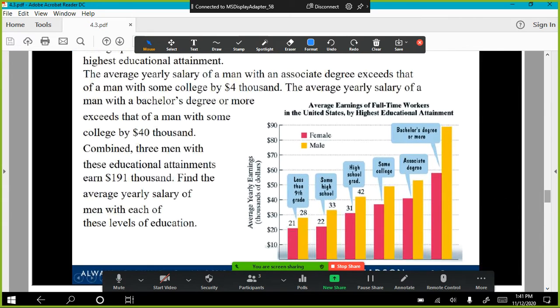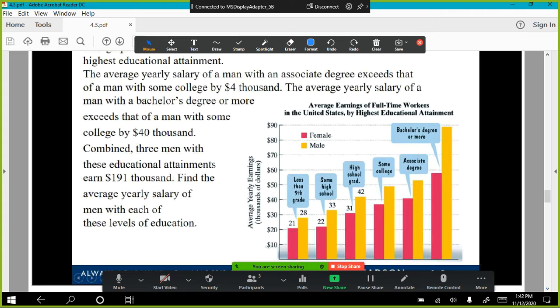All right. So they've got it separated between statistics from male and female workers. The average yearly salary of a man with an associate's degree exceeds that of a man with some college by 4,000. So if you see here, this right here is a person that dropped out of school before the 9th grade. Here's somebody that dropped out of high school. Here's somebody that graduated from high school. Here's somebody that went to some college but never graduated. Here's somebody that graduated with a 2-year degree. Then here's somebody that graduated with a 4-year degree. If you notice, each time you get that next step, whether you're male or female, you make more money.